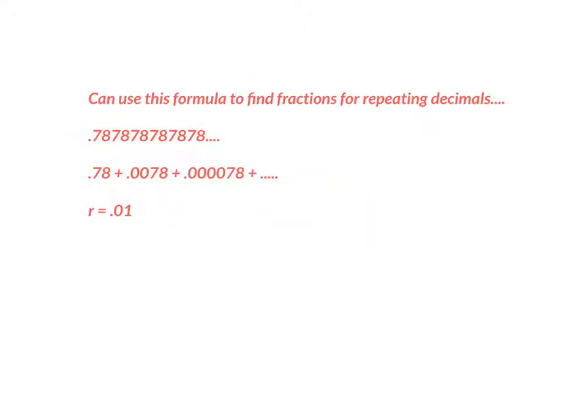Okay, one more helpful thing, and that is this. We can use that formula for repeating decimals. So if I see a decimal like 0.78, with the 78 repeating, you can break that down. You can write it like this. I wrote it as a sum, and it's a sum that goes on forever. If you put the second number in the sum over the first one to get your r and punch it in, you would get 0.01. So that's where that r came from.